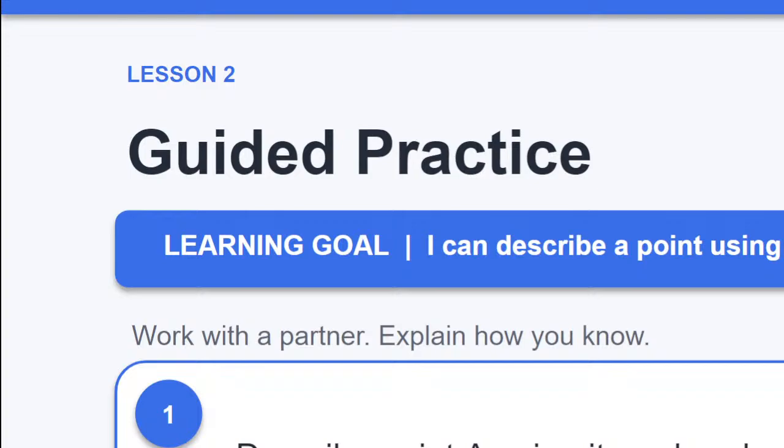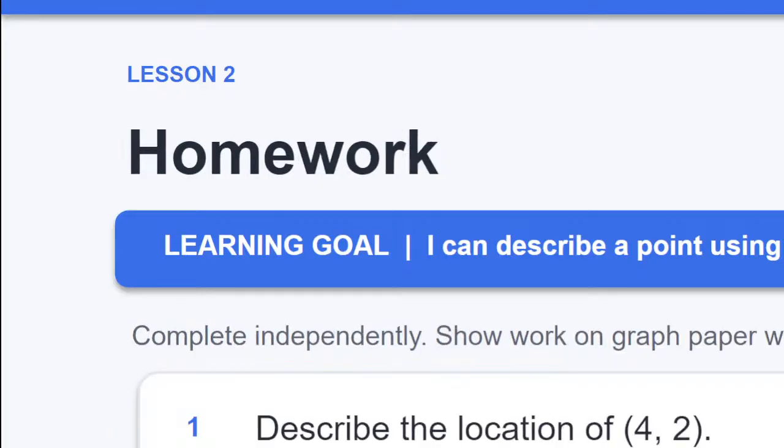Number 1, describe point A using an ordered pair and quadrant. Number 2, which point has a negative x-coordinate and positive y-coordinate? Number 3, compare the locations of C and D. Number 4, what does the ordered pair (0, y) tell you? Click check, use precise vocabulary, and show your reasoning.